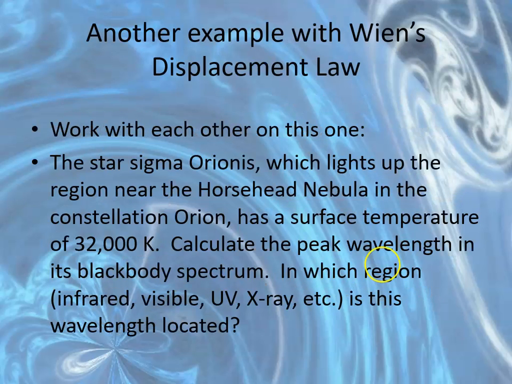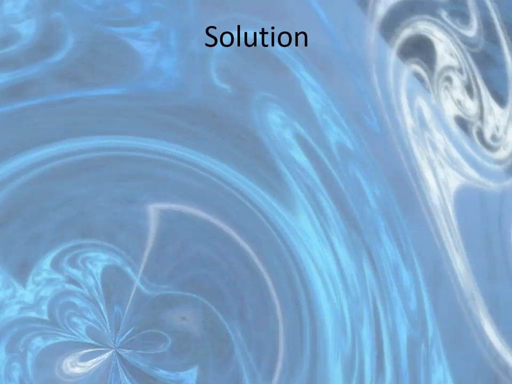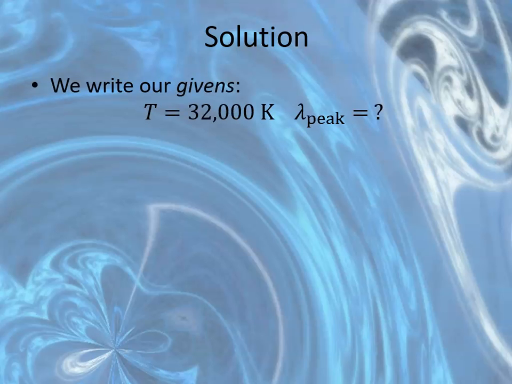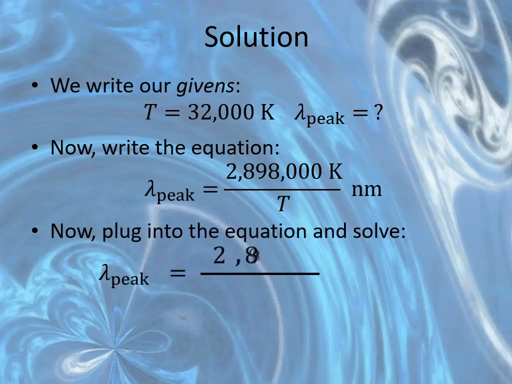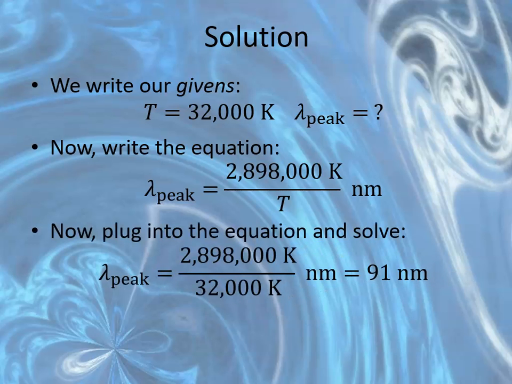What about Sigma Orionis, which is the bright star that actually is ionizing everything around the Horsehead Nebula in that nice picture that I showed you a little while ago? Well, Sigma Orionis has a surface temperature of 32,000 kelvins. How does that plug into this equation? You have 2.9 million kelvins divided by 32,000 kelvins times nanometers for that peak wavelength. And when you plug in that temperature, you get a peak wavelength of 91 nanometers.